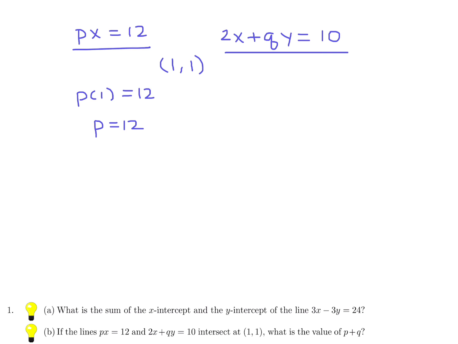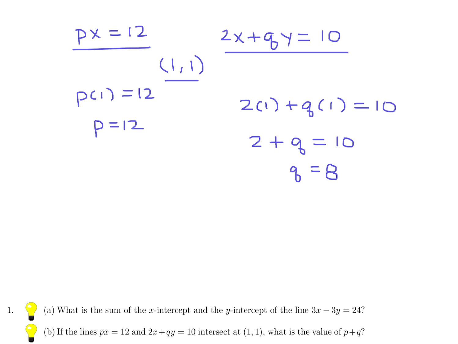And then let's go to the next equation, substitute our point. 2 times 1 plus q times y, which is 1, is equal to 10. That gives me 2 plus q is equal to 10, and therefore q is 10 minus 2, which is 8. And we are told to figure out the value of p plus q. Well, that's going to be 12 plus 8, and that is equal to 20.